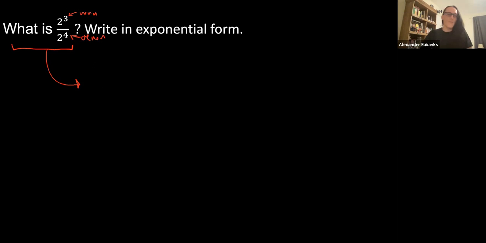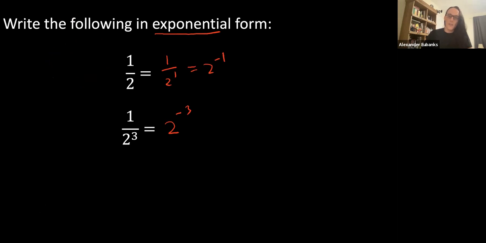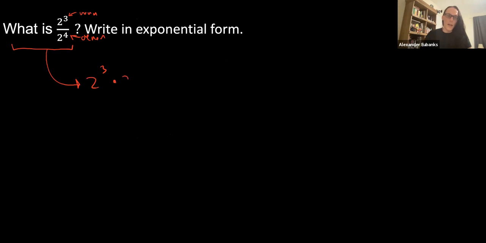Let me write it out in painful detail. This would be 2 cubed times, right? Just kind of use the same stuff from before. If it's a fraction, it's in the bottom, then it's really times to the negative power. So this would be times 2 to the -4. Use the rule where you add the exponents. This would be 2 to the 3rd plus -4, which would be 2 to the 3 minus 4.